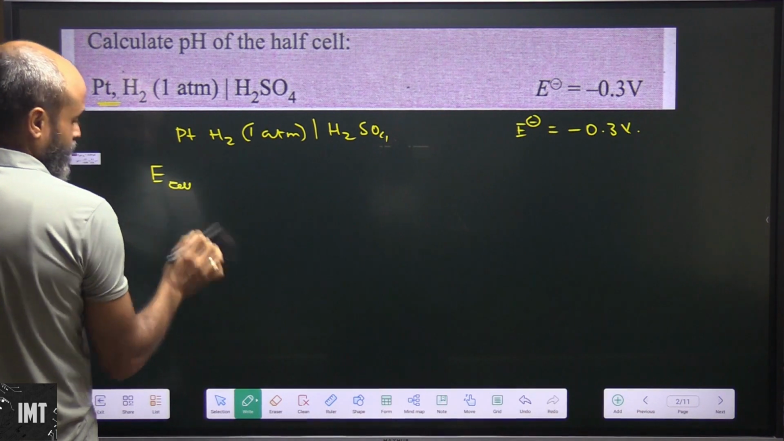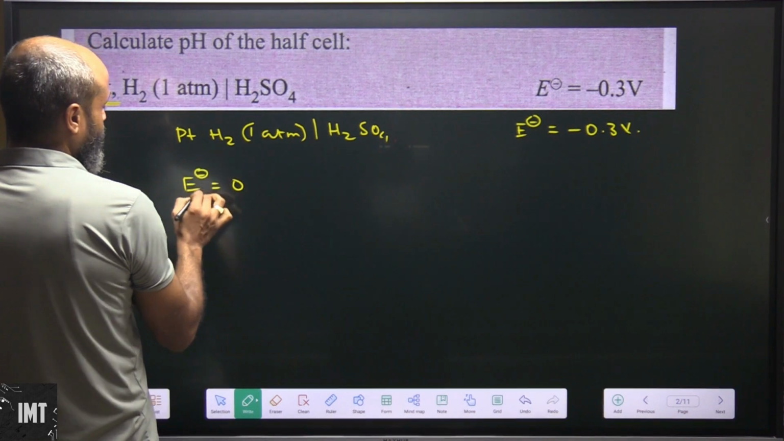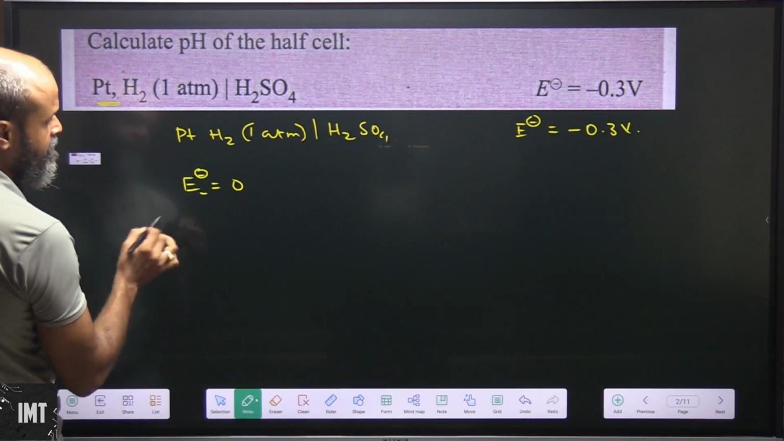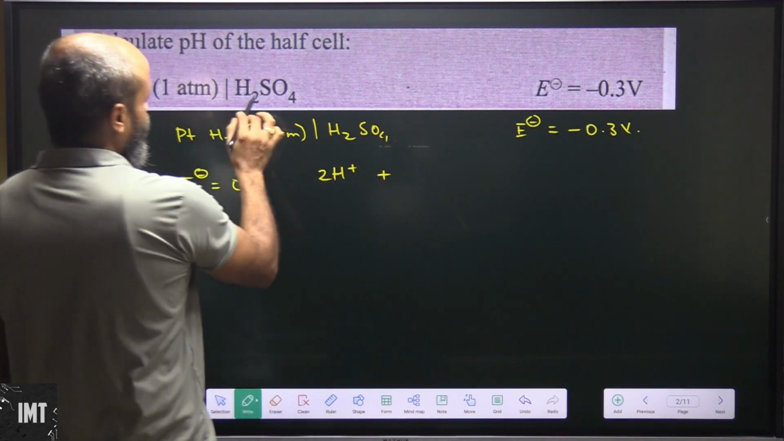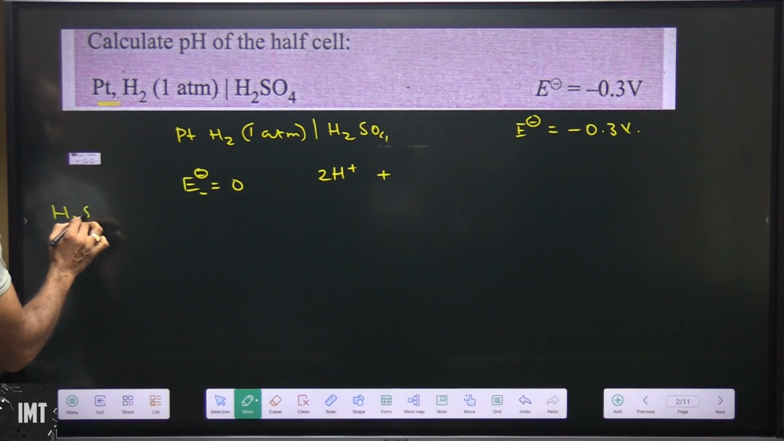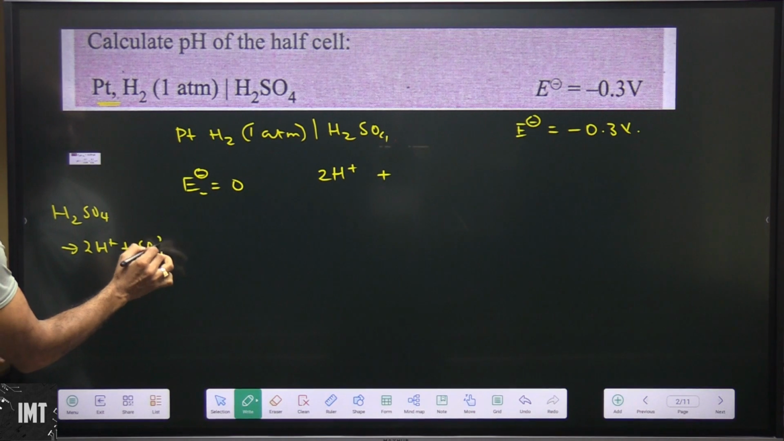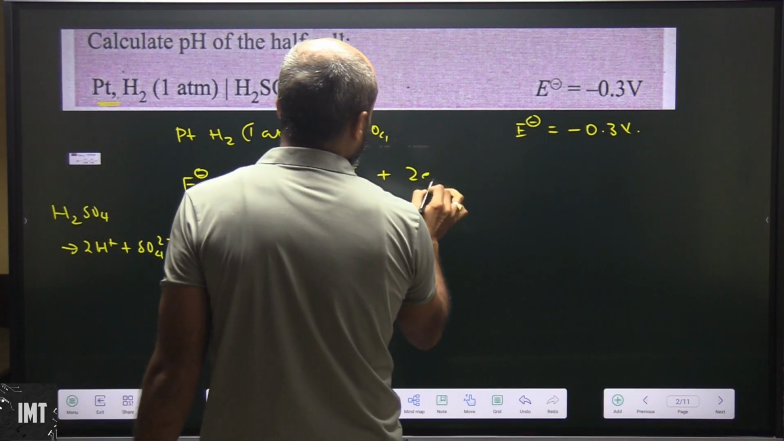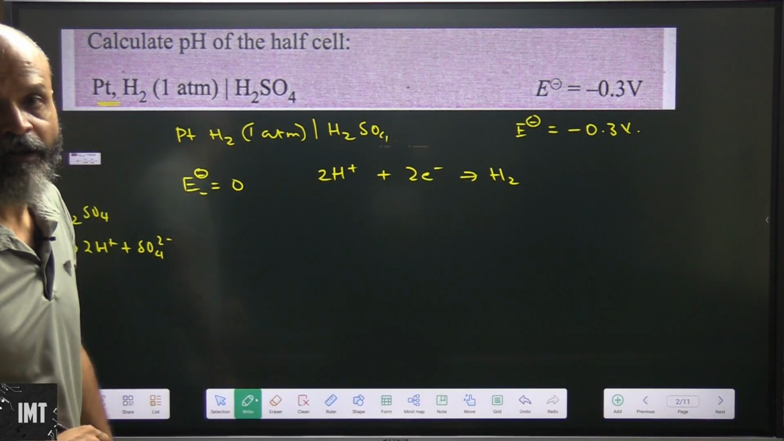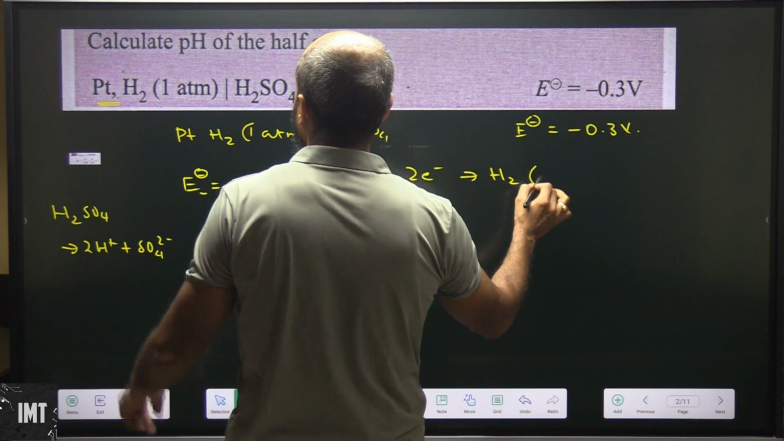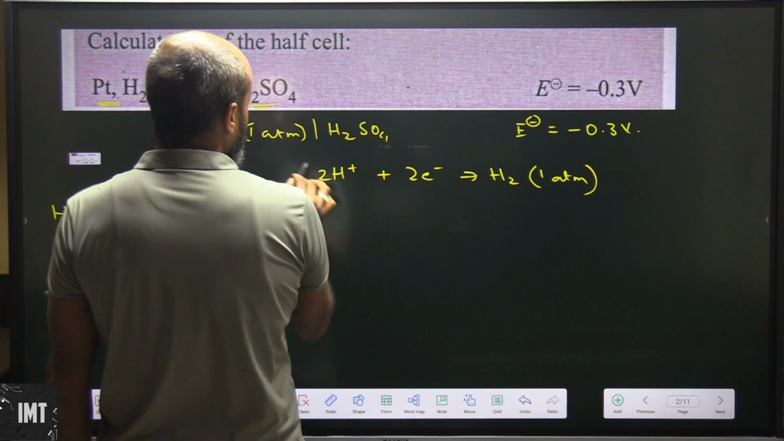For the cell, the standard electrode potential will be equal to 0. So now applying Nernst's equation, from H2SO4 we are going to get 2H+ and SO4 2-. So 2H+ plus 2 electrons gives us H2. H2 is at a pressure of 1 atmosphere, and here we have 2H+.